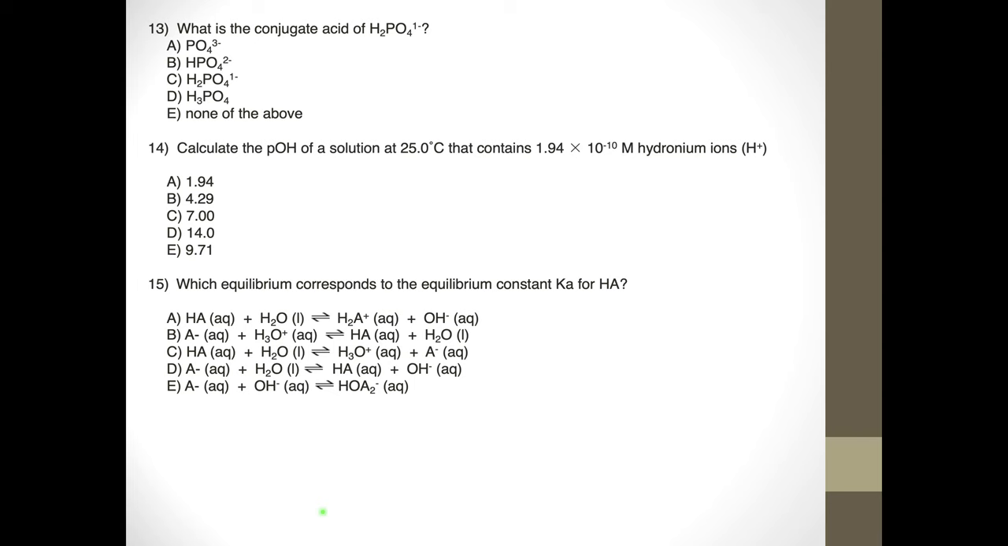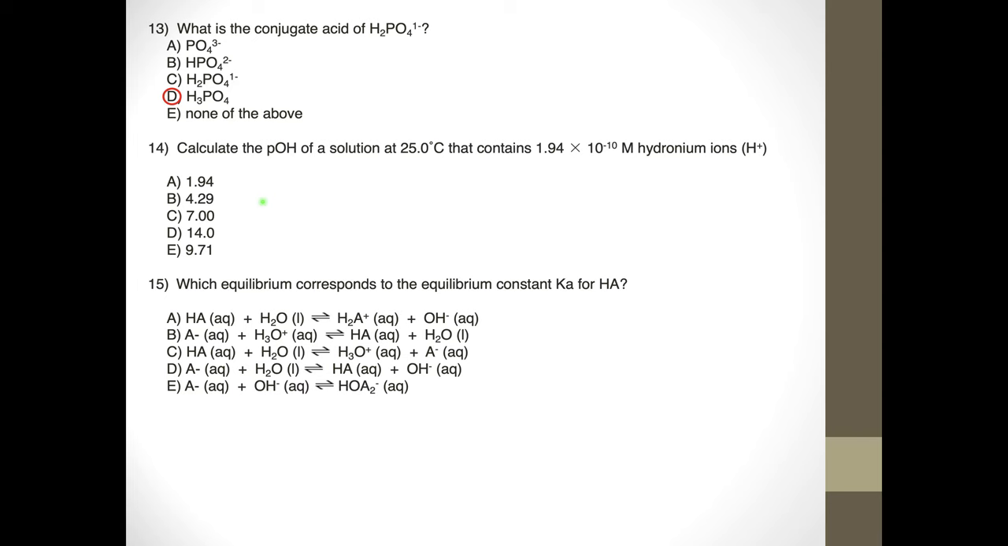Number 13, what is the conjugate acid of H2PO4 minus? If I'm looking for the conjugate acid of this base, we need to add one hydrogen to this one. It's going to be H3PO4. It's going to be letter D, H3PO4. Because this one is the base, and we're looking for the conjugate acid, we need to add one hydrogen here, and that will be letter D, the H3PO4.